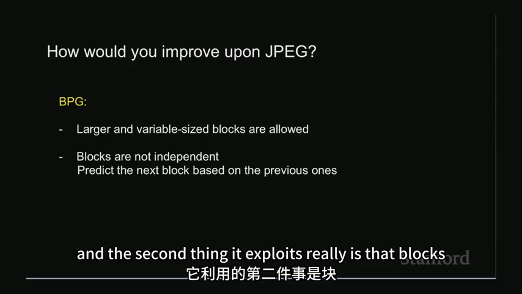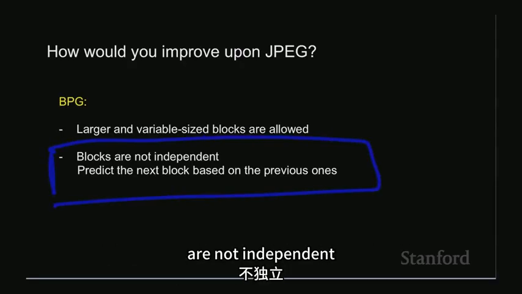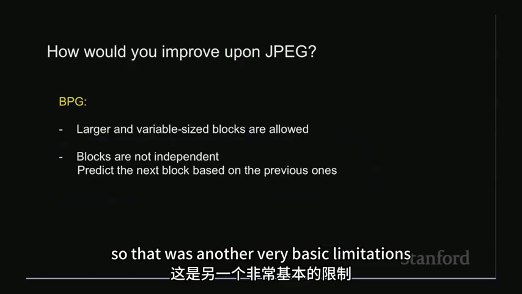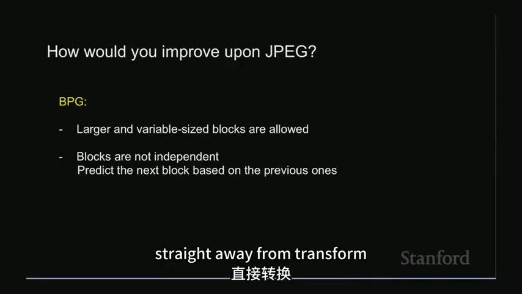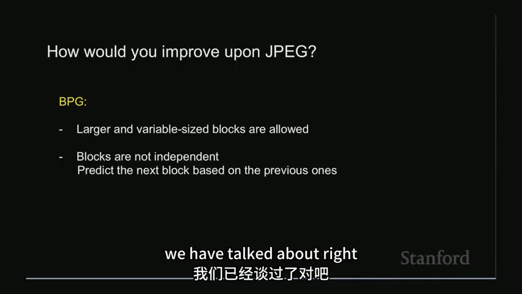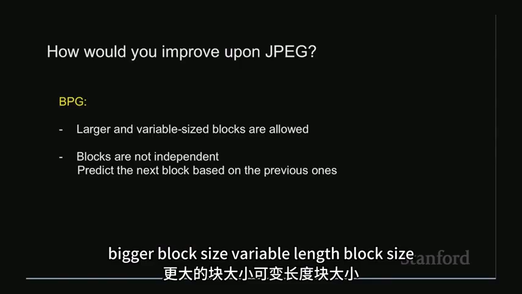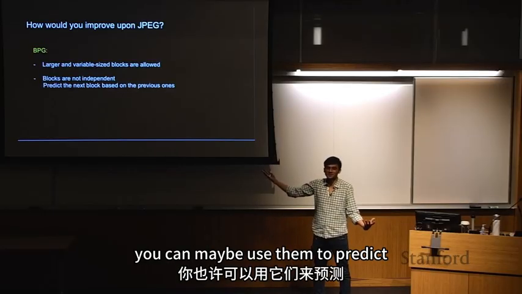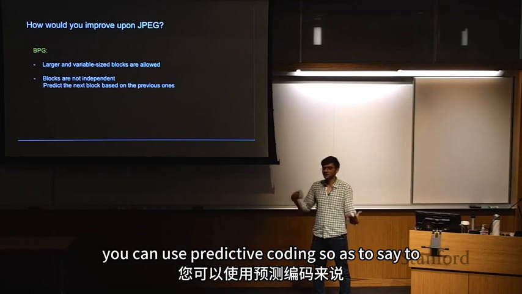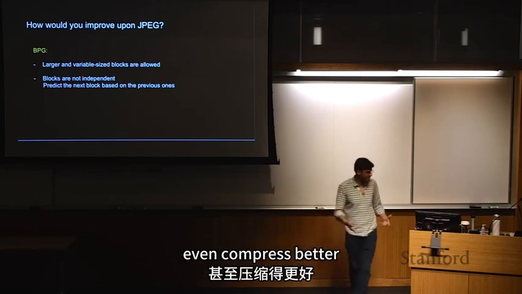And the second thing it exploits really is that blocks are not independent. So that was another very basic limitation. And both of these limitations carry over straight away from the transform coding basics and quantization basics we have talked about, right? Bigger block size, variable length block size, you can do different things. Your blocks are not independent. You can maybe use them to predict. You can use predictive coding, so as to say, to even compress better.